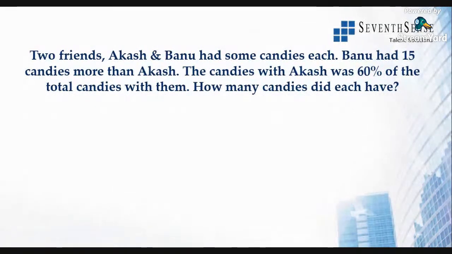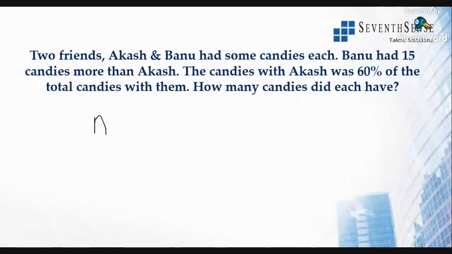Two friends, Akash and Banu, had some candies each. Banu had 15 candies more than Akash. The candies with Akash was 60% of the total candies with them. How many candies did each have? Just look at the question. Two friends, Akash and Banu, had some candies. Banu had 15 candies more than Akash. The candies with Akash was 60% of the total candies with them. How many candies did each of them have? Find out the value.